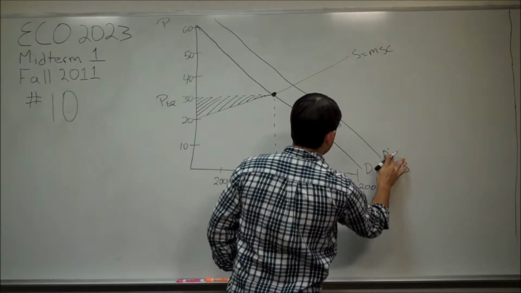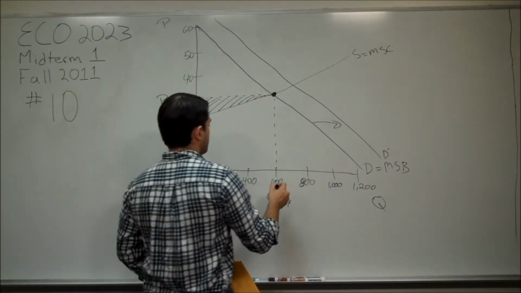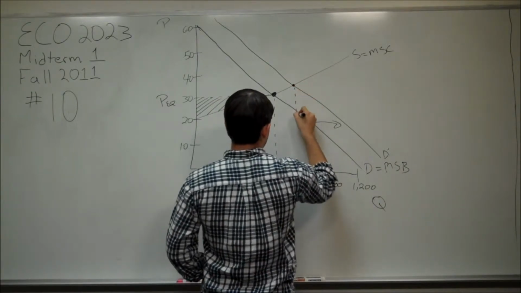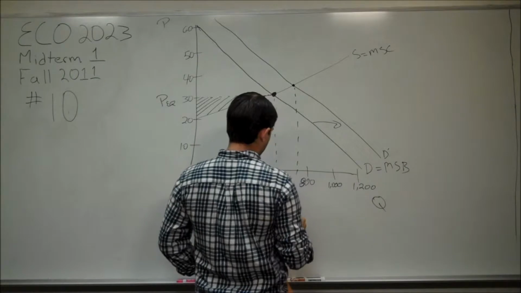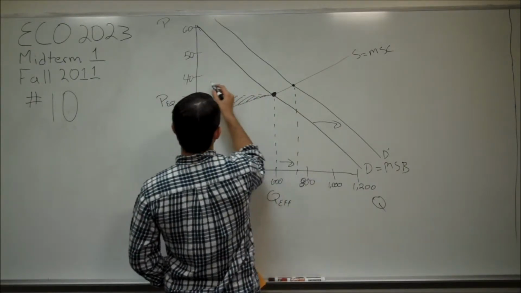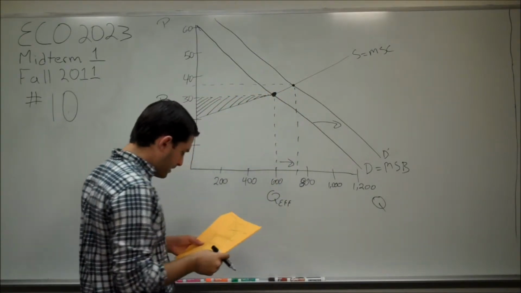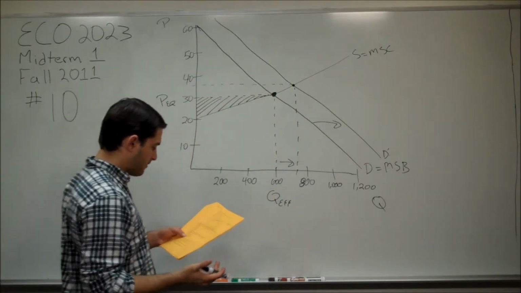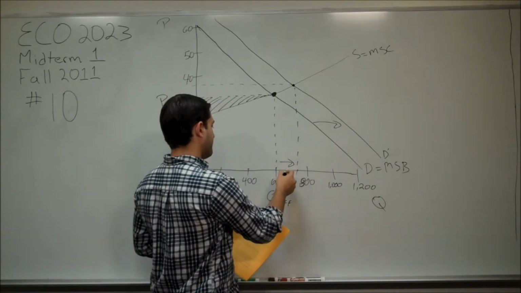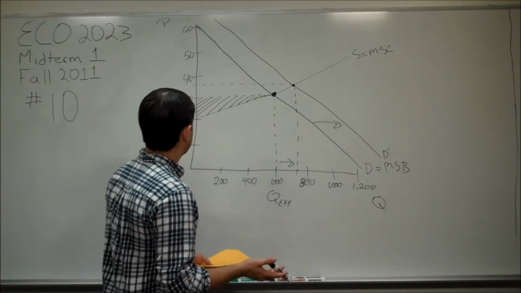And what that's going to do is set the new equilibrium quantity, efficient quantity, way over here. So the quantity is going to go up. It wants to know what happens to the quantity, efficient quantity of umbrellas. That's the first part of the answer. That increases.